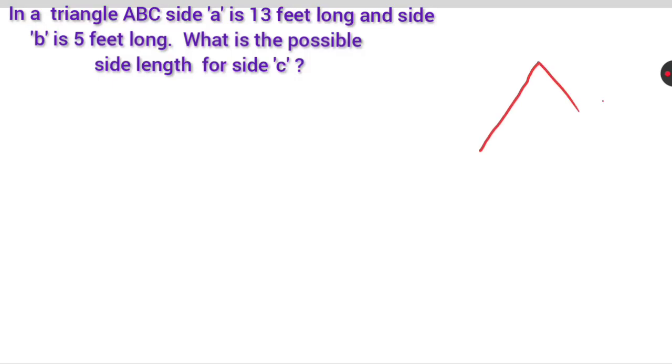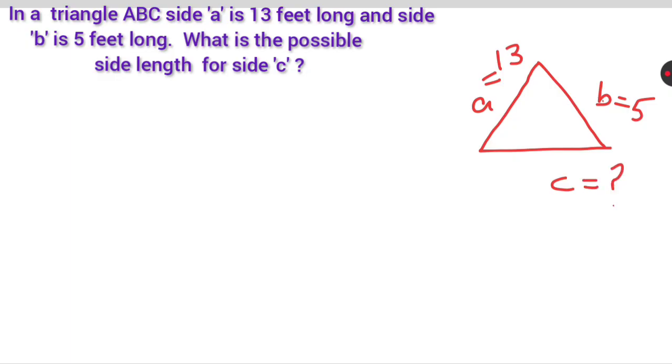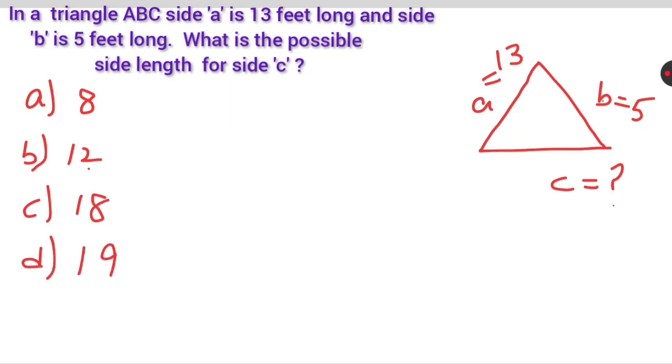Given question is, in a triangle ABC, the side length of A is 13 feet long and the side length of B is 5 feet long. What is the possible side length for C? The options are 8, 12, 18, 19. So these are the options, and we need to find the possible side length for C. Let's see how to solve it.